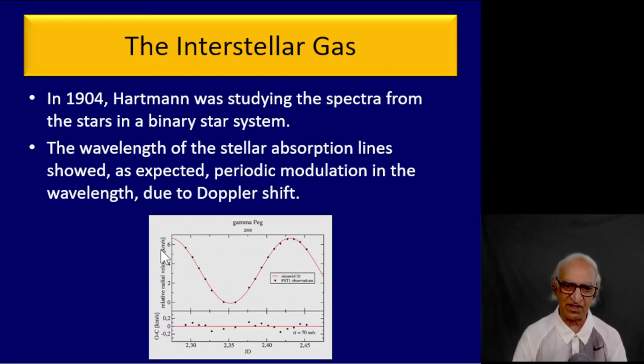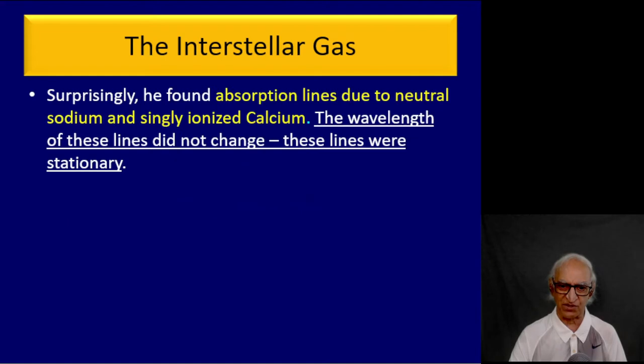Therefore, the wavelength of the radiation will be modulated as a sine or a cosine wave, depending on whether the star is approaching you or receding from you. Now, what Hartmann noticed was, whereas most of the absorption lines of the two stars that he was studying showed this characteristic dance of wavelength characteristic of Doppler shift, he found, surprisingly, lines of neutral sodium and singly ionized calcium. And what attracted his attention was that the wavelength of these lines due to sodium and calcium atoms were stationary. In other words, they did not participate in this Doppler modulation.